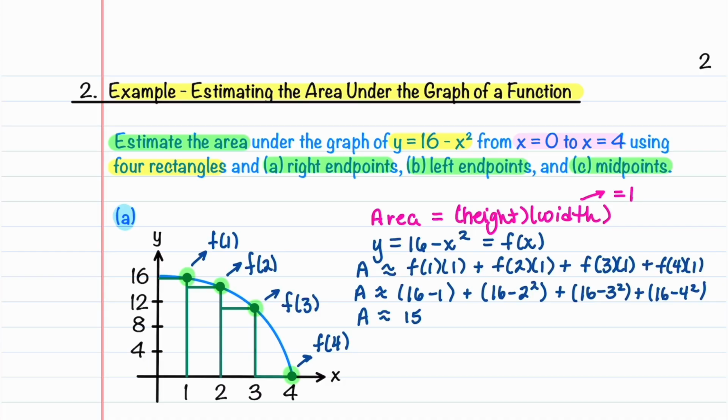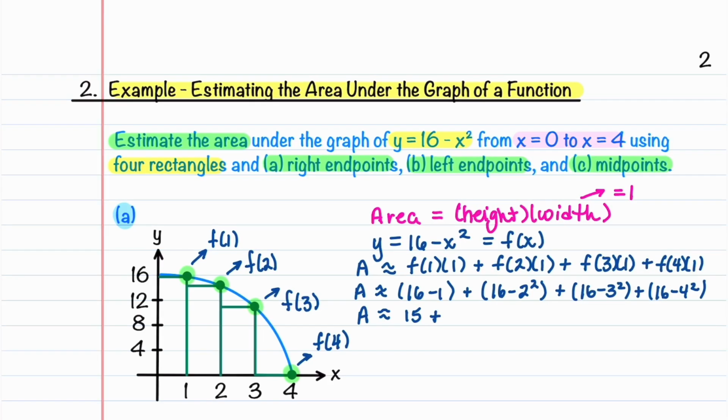Now let's see what this gives us. This is 15 plus 16 minus 4, which is 12. And then we have a 16 minus 9, which is 7. And then we have our 0. So we can say that our area is approximately, let's see, we had 27 plus 7, so that is 34. We can say then that when we use right-hand endpoints and we have 4 rectangles, our area is approximately 34.